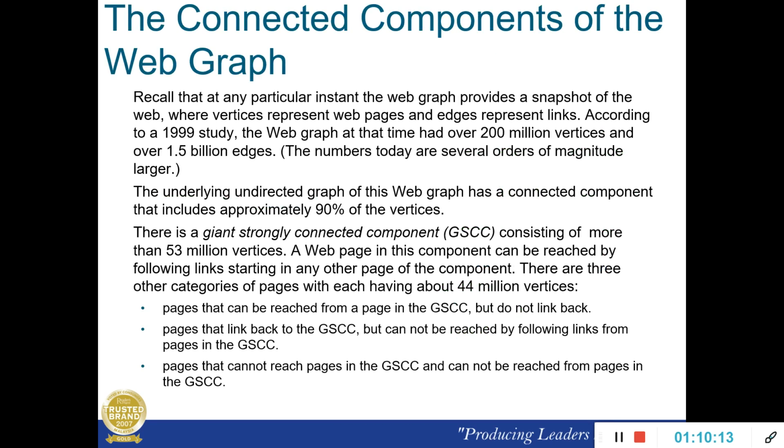So the connected component of the web graph. You have web graph pages that can be reached from a page in the GSCC but do not link back. Pages that link back to the GSCC, a giant strongly connected component. Also a web page, all the WWW or web pages, you can model it using a component of the web graph.